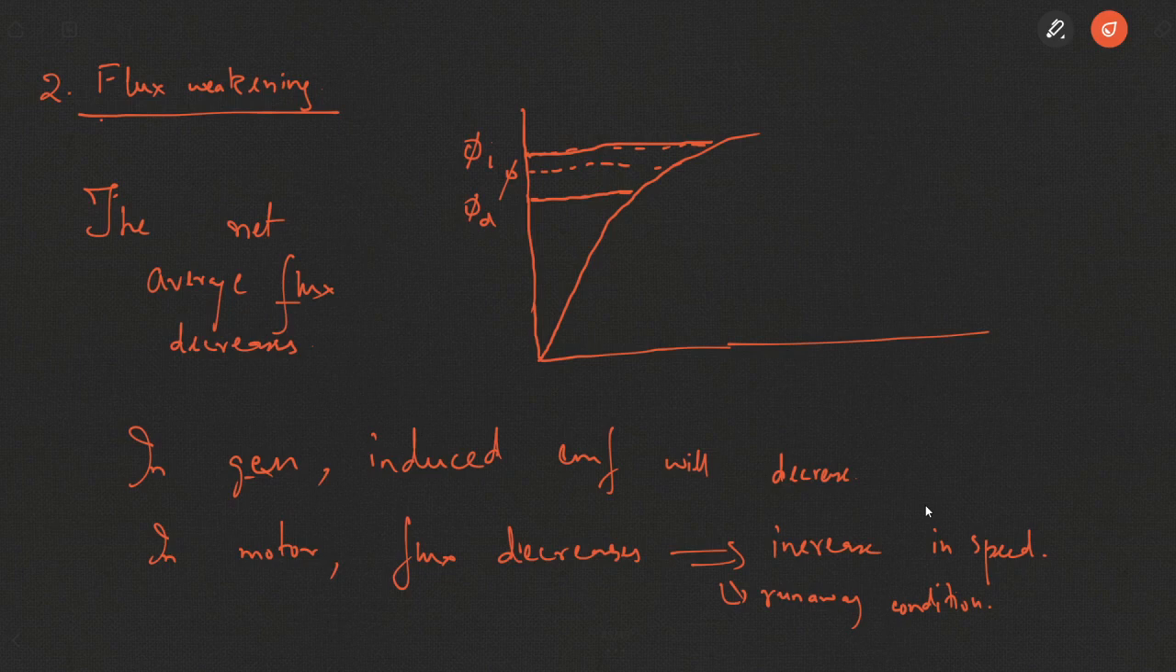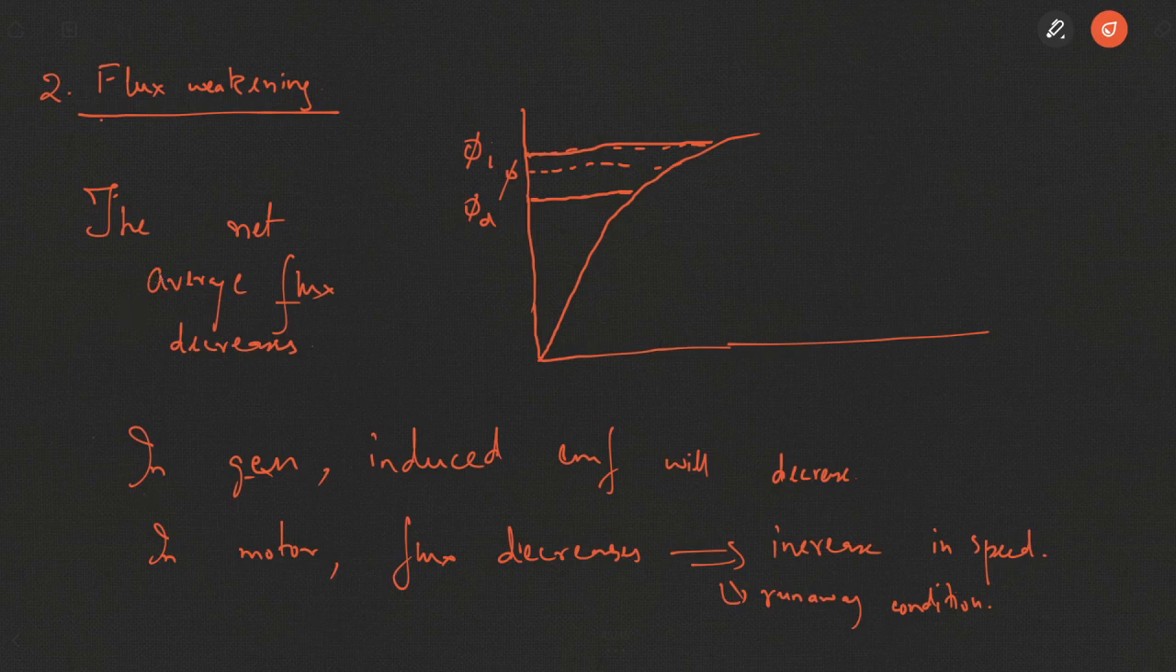Second is the case of flux weakening. Machines basically tend to operate near the saturation region. So the armature flux aiding the field flux will be less, because the increase in flux will not be as much, since it's already near saturation, as compared to the decrease in flux. The decrease in flux will be much more. What will happen is that the average flux will decrease. Because of the reduction in flux, the generator will induce lesser EMF, which means lesser terminal voltage will be supplied from the generator. In case of a motor, a decrease in flux basically means an increase in speed. We will derive this equation of speed with respect to flux. That will cause the motor to go into a runaway condition.